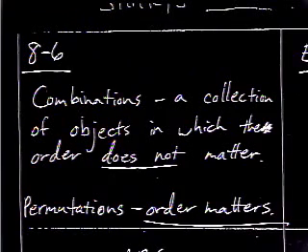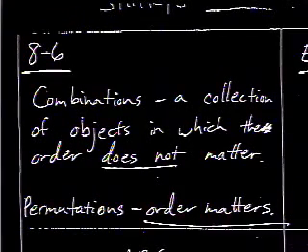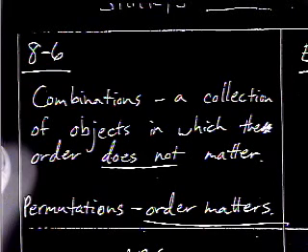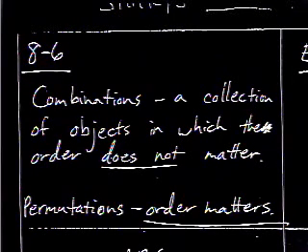Combinations. This is section 8.6. Combinations are a collection of objects in which the order does not matter. Keep that in mind. Order does not matter. Now, permutations are different. Permutations, the order does matter.